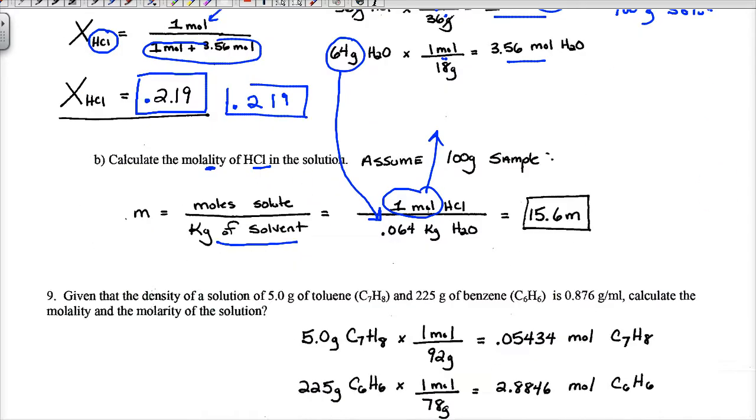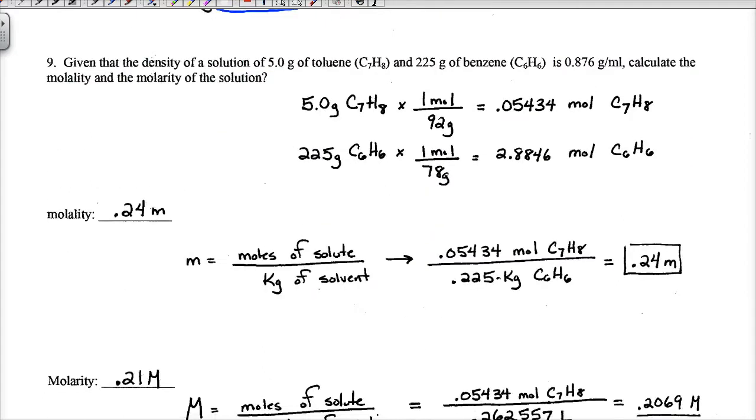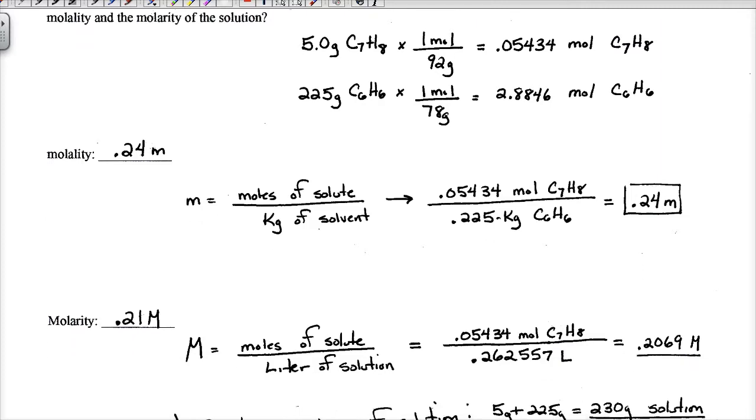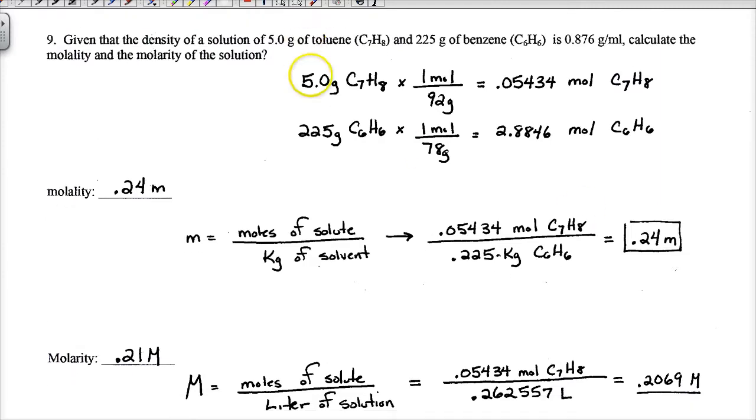Moving on. Number 9, given the density of the solution and given the grams of each, calculate the molality and molarity. Okay, well, this is good for you to go through. Write down the formula. Be aware what you're doing, not hard. Okay, and I have 5 grams of toluene. I have 225 grams of benzene. The only problem people have is, hey, Mr. Grazi, which one's the solvent? Which one's the solute?